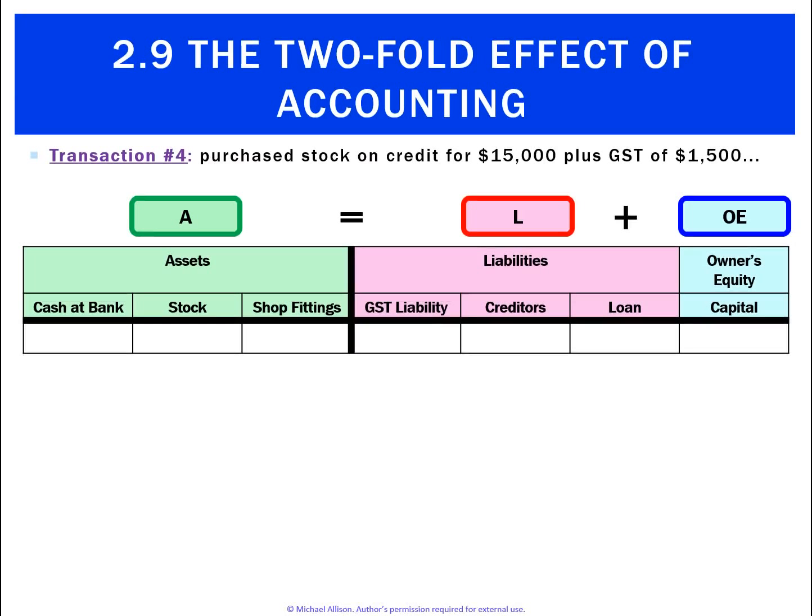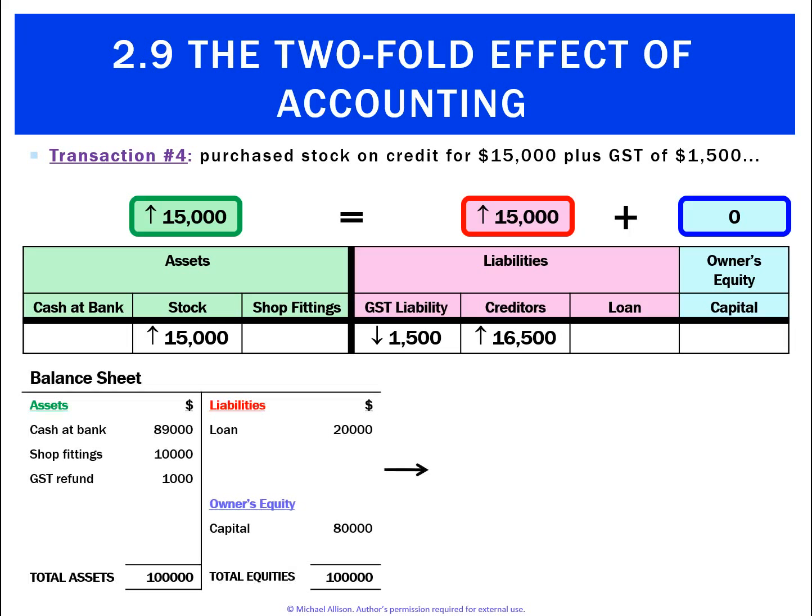The last transaction in this set is we bought stock on credit for $15,000 plus GST of $1,500. So I now have an asset called stock increasing $15,000. I've been charged $1,500 GST, so the government will give me that money back. It reduces my liability. And this time, instead of cash at bank going down, creditors will increase $16,500. So we have assets increasing 15,000, liabilities increasing 15,000, and no impact on owner's equity.